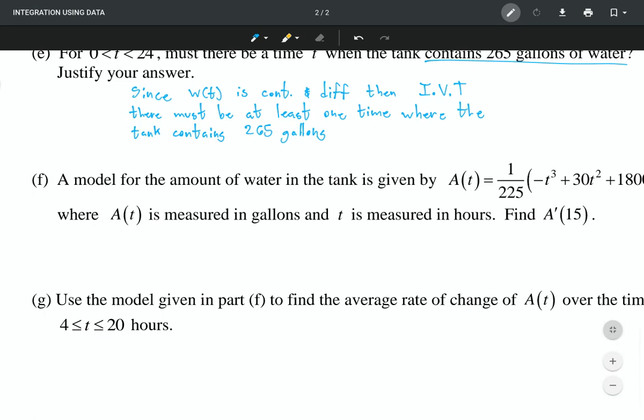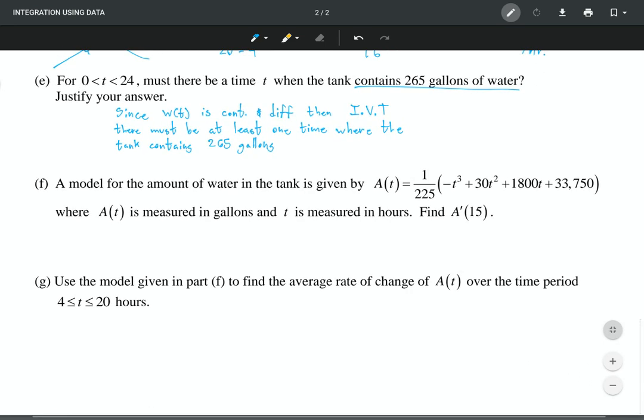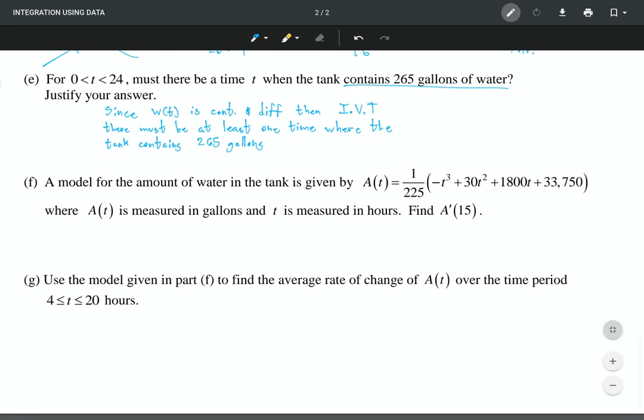So now, let's see, part F. A model for the amount of water in the tank is given by A of t. Remember, this A of t represents the amount of water in the tank, and the units, of course, are gallons. Now it's asking us to write A prime of 15.